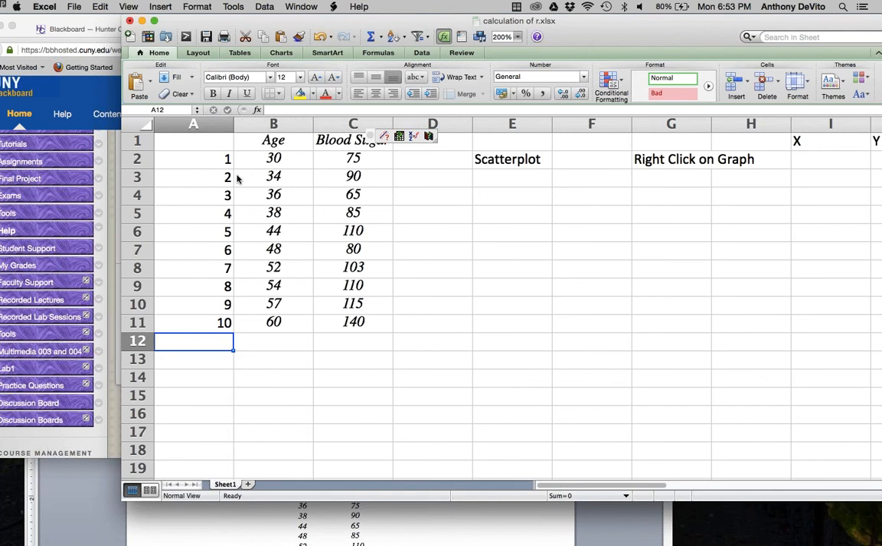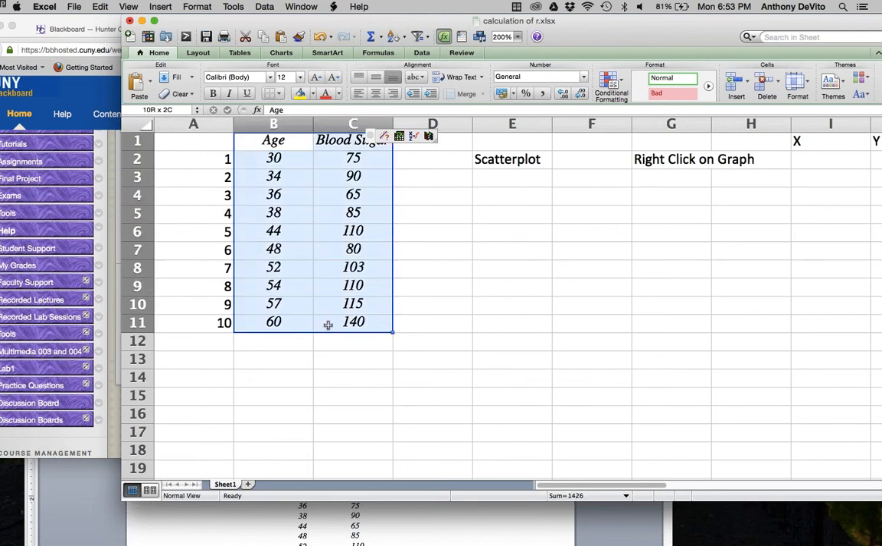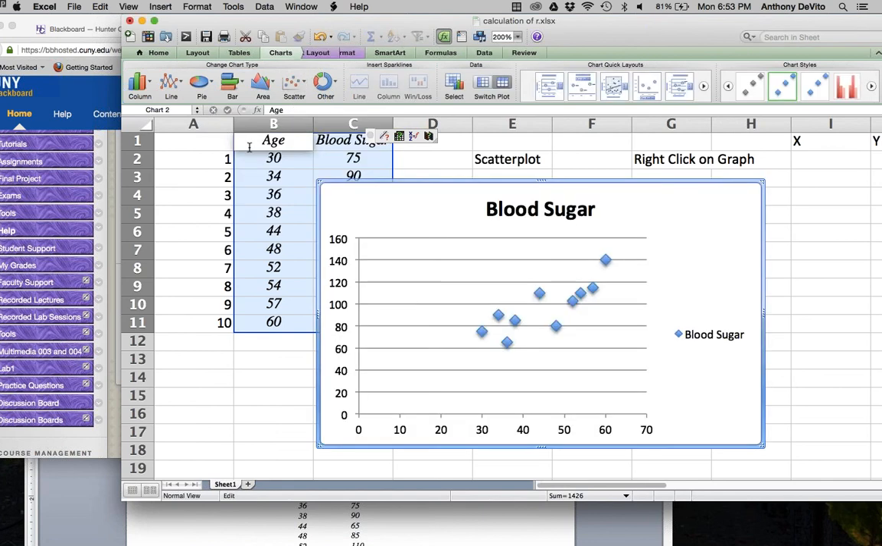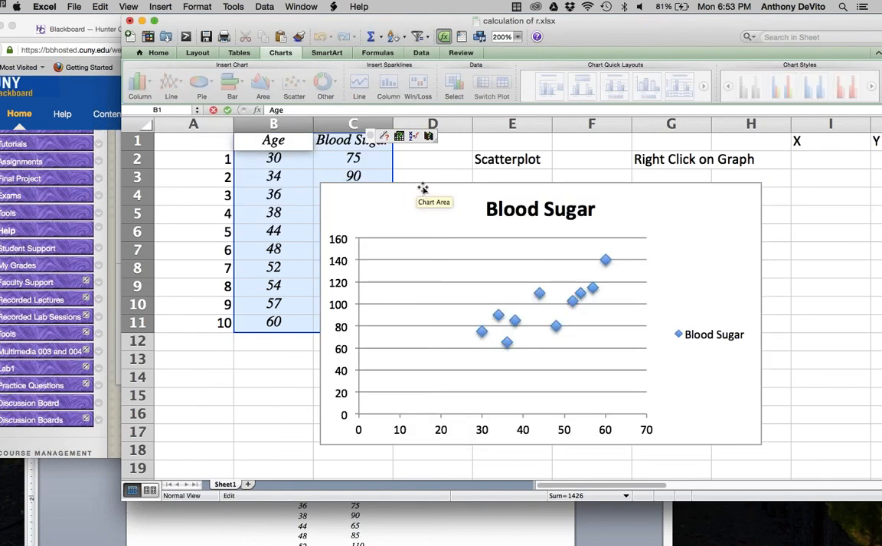One of the first things I can do to visualize whether there's an association between age and blood sugar is to create a scatter plot, or plot these individual values. I'm going to highlight all of these, go over to charts, pick a simple scatter plot, and open it up. Does it look like there's an association? Kind of does, right?